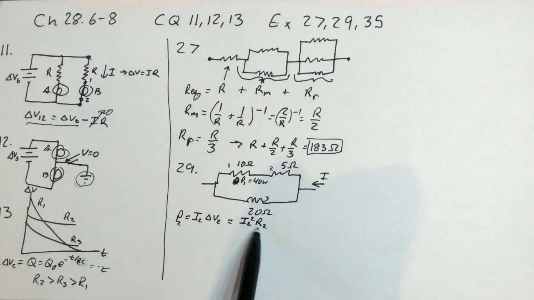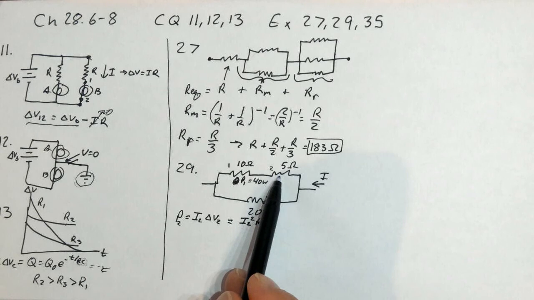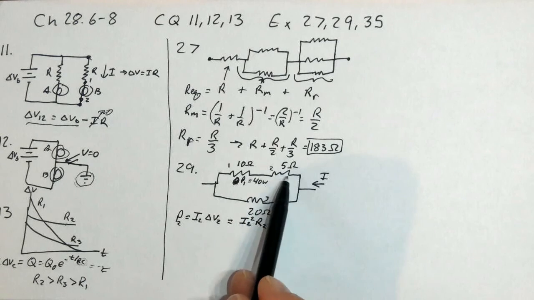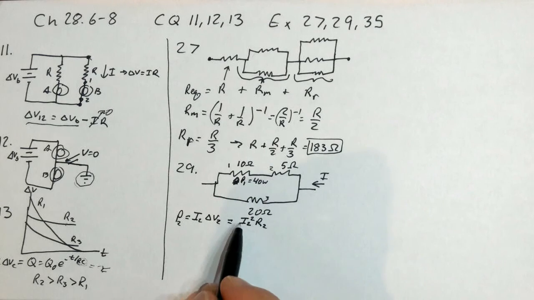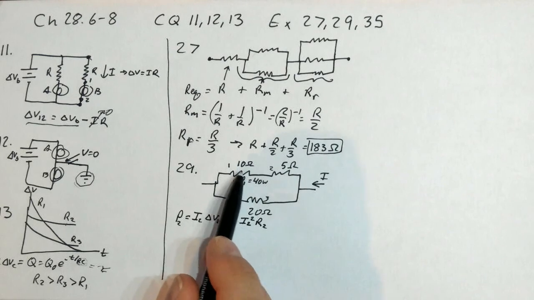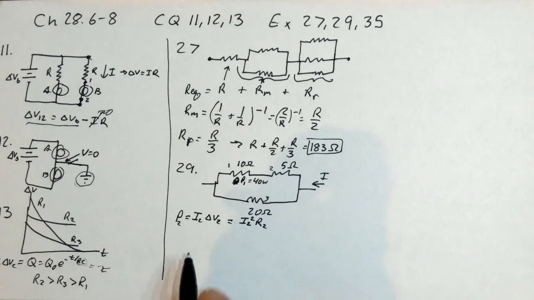The reason why I want to choose this one is because if I know this one, I might be able to find the current flowing through this one. And if I do, what does that mean about the current flowing through this one? It is the same, because these are in series, so the current flowing through one must go through the other. So if I can find the current through this one, and I can find the current through the other one, then I can find its power.